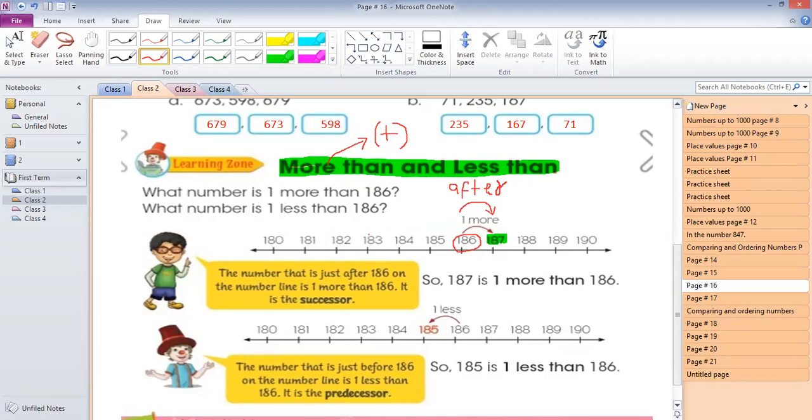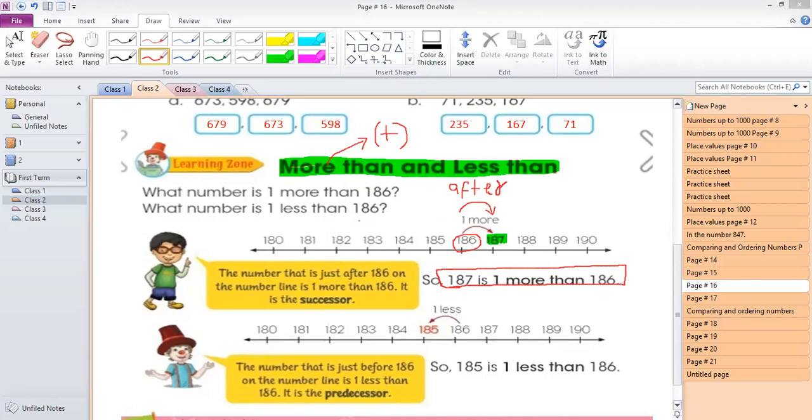So what you have to find out is what number is 1 more than 186. You will check where 186 is on the number line, and after 186, what is the number? That is 187. So you will say, sir, 187 is actually 1 more than 186. Is it clear, guys? Yes, sir.